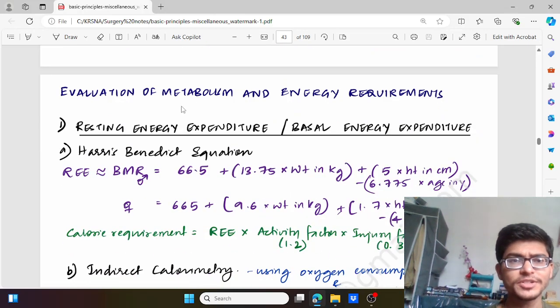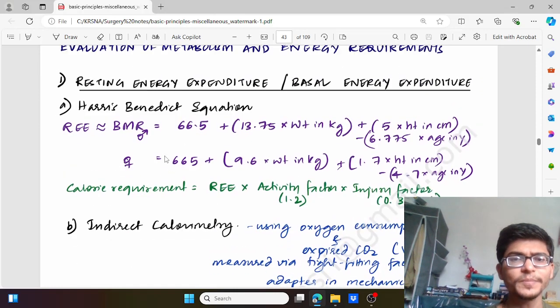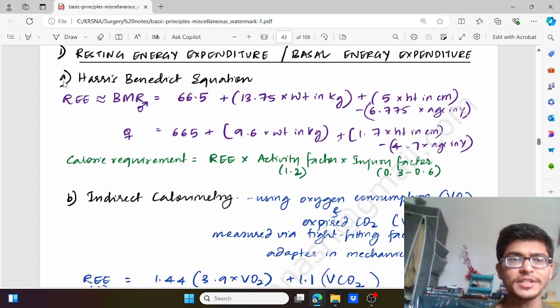Now we come to evaluation of metabolism and energy requirements. So, resting energy expenditure or basal energy expenditure. First one is the Harris-Benedict equation, where REE, that is resting energy expenditure, is equal to around BMR.